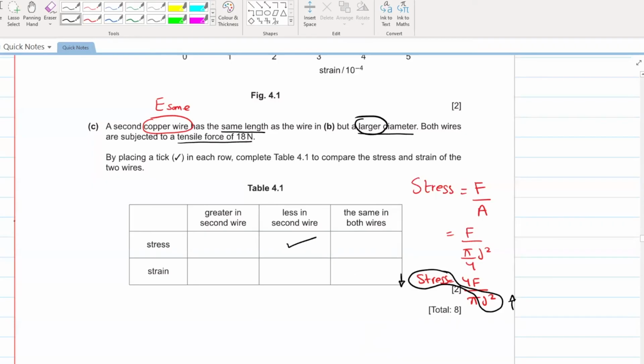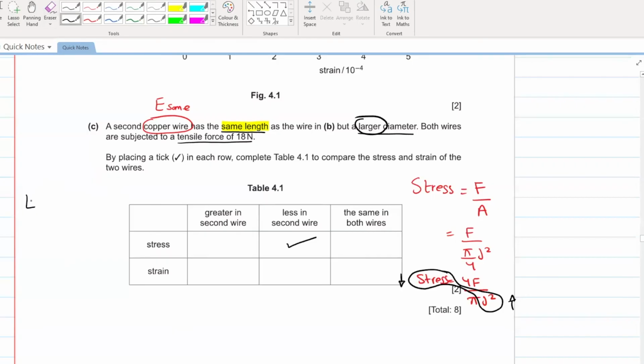Less. What about strain? Strain is equal to what? Extension over length. The length of the second wire is the same as the length of the first wire. But what will happen to the extension? Or leave alone this. There is another easy way to do this.